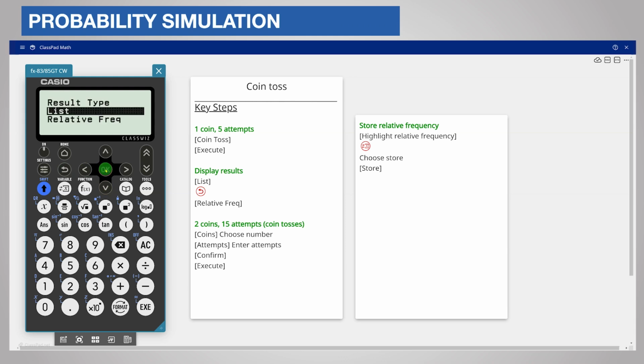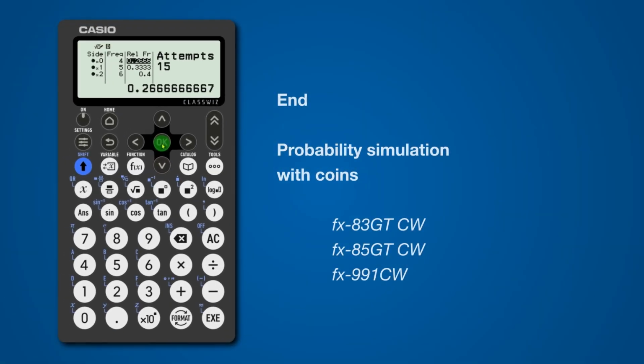These are simulated results and will produce the same output on each student's calculator so that you can use them as a discussion. For example, you could choose relative frequency. The results are the same on all the ClassWiz models. Probability simulation with a coin flip is a useful feature, so why not explore it?